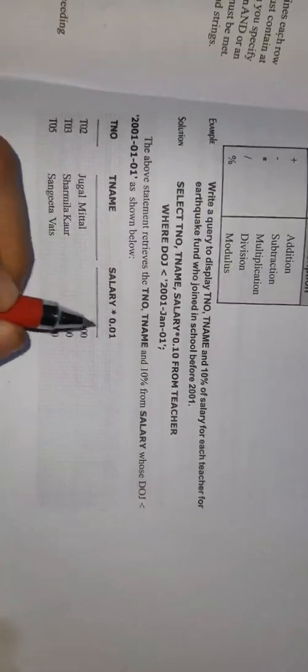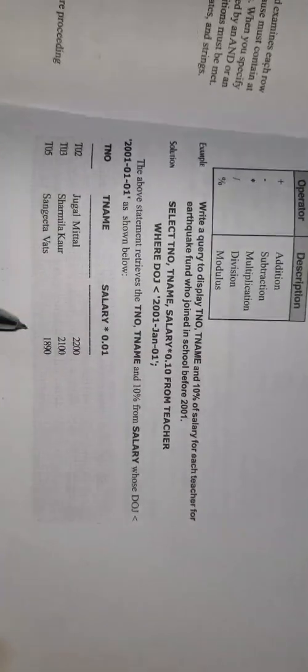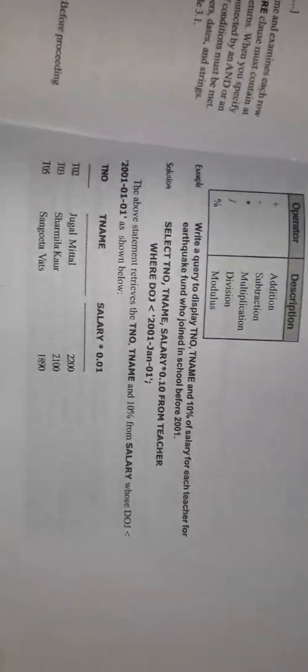Suppose it was written, write a query to display all the teachers' salary, right? It would be select star from teacher. Now since salary into 0.10, this column displays those teachers who joined before 2001. So these three teachers joined before 2001, and their salary is deducted by 10%. This new column gets displayed, but it will not be inserted in the original table. This is just a query which is extracted from the database.